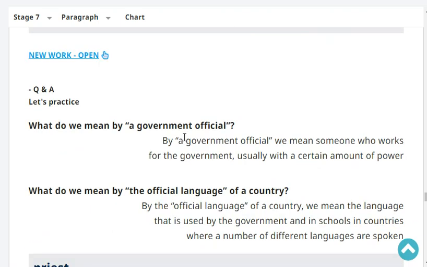What do we mean by a government official? By a government official, we mean someone who works for the government, usually with a certain amount of power.